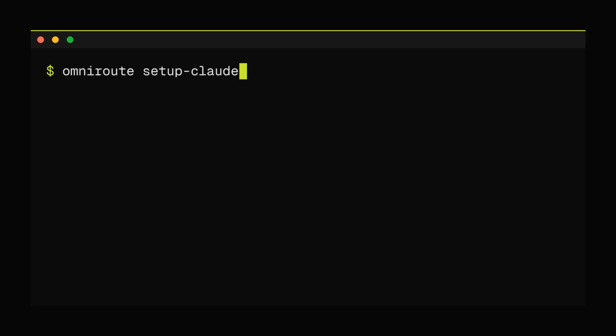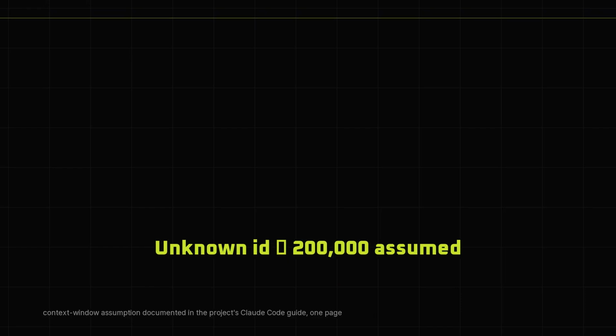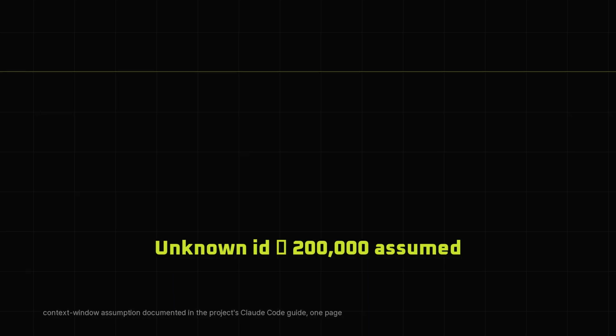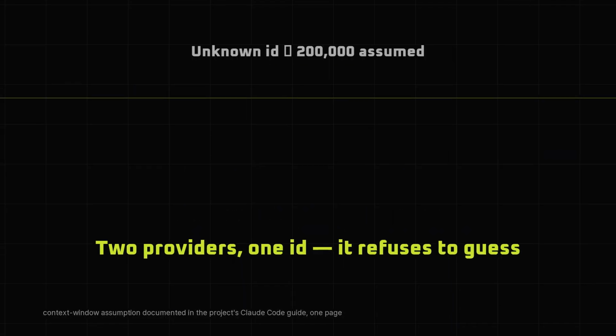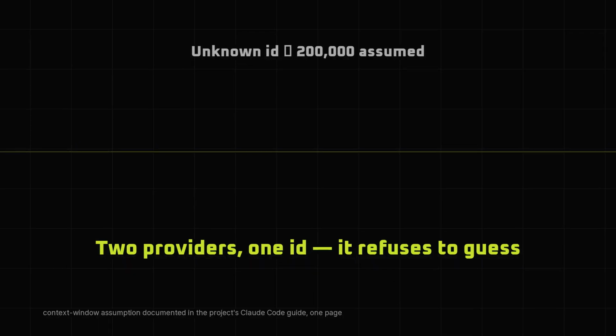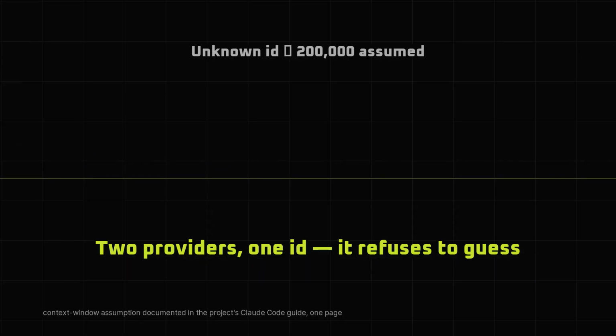For Claude Code, the entire connection is one command, the Claude setup subcommand. It has to go through environment variables because Claude Code has no base URL flag to point somewhere else. The command writes both of them, the base URL and the auth token, and the tool comes up talking to your machine. Claude Code assumes a 200,000 token context window for any model ID it does not recognize. And because it sends model IDs with no prefix, connecting both the Claude Code and the Claude providers makes a bare ID ambiguous, and OmniRoute refuses to guess.